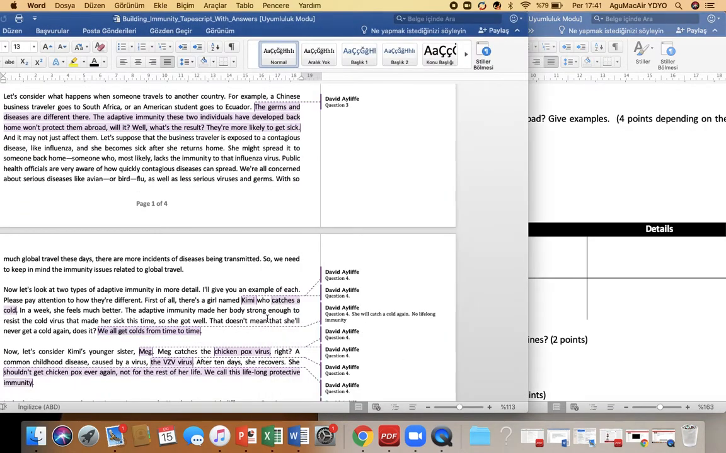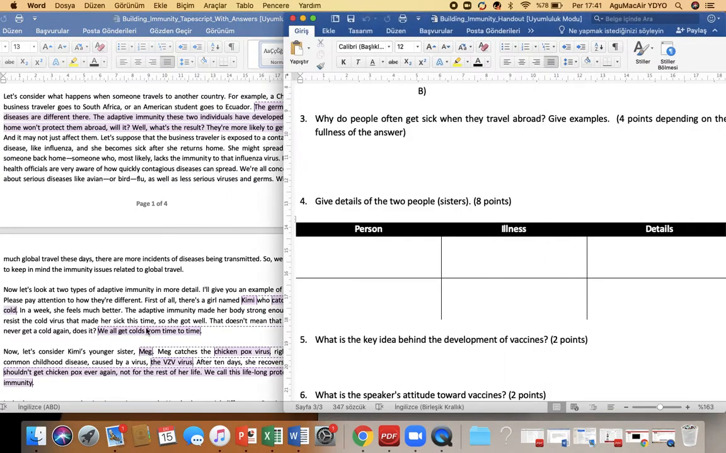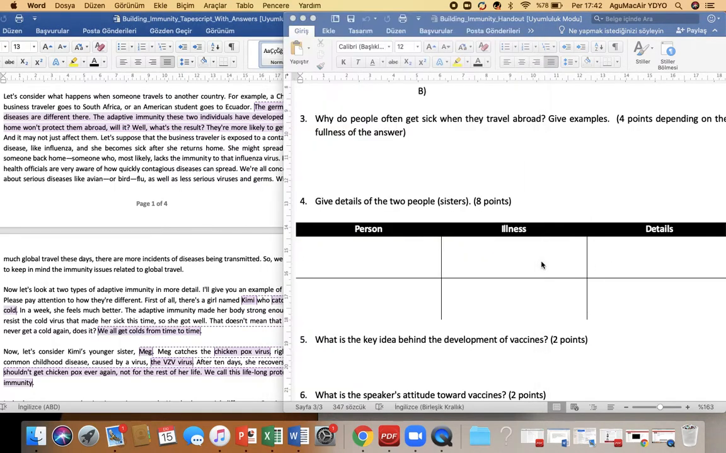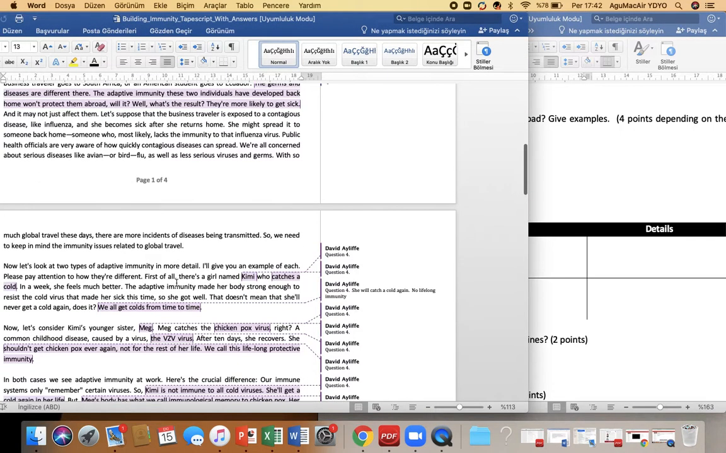So the name of the first person is Kimi. Yeah, Kimi. And the second one is Meg. And what's the illness of Kimi? Cold. You can say cold here. And Meg's illness is a common childhood disease caused by a virus, the VZV virus, right? So you can say common childhood disease. Now you can say she got the virus VZV, okay?